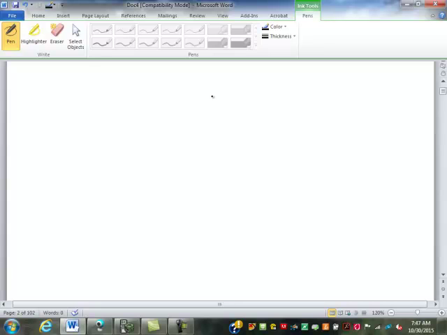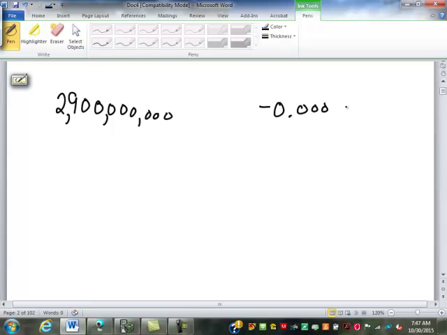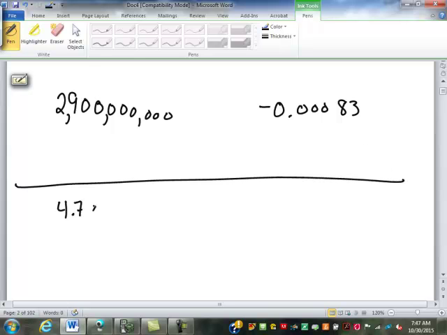I want you to try a couple for me here. Convert those two into scientific notation. And convert those two into standard notation.